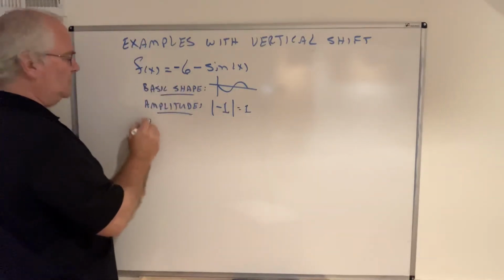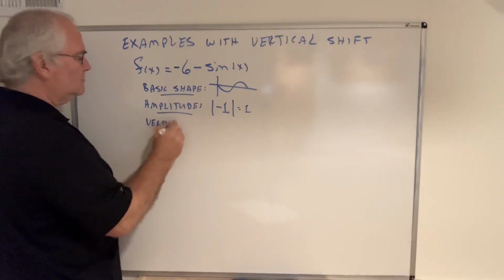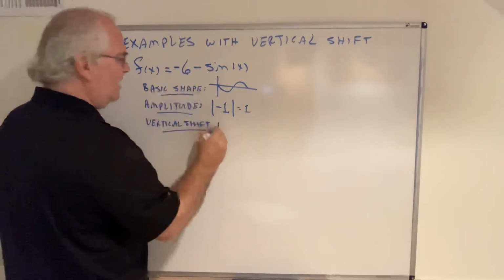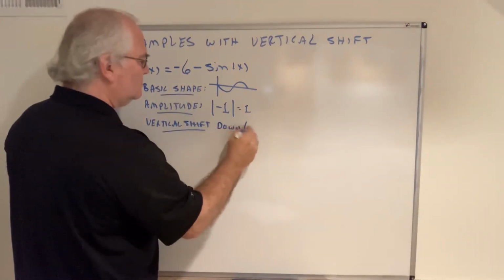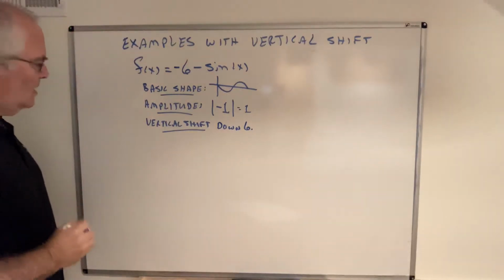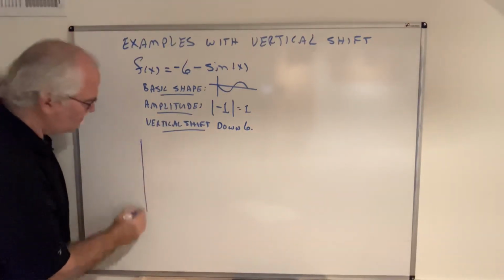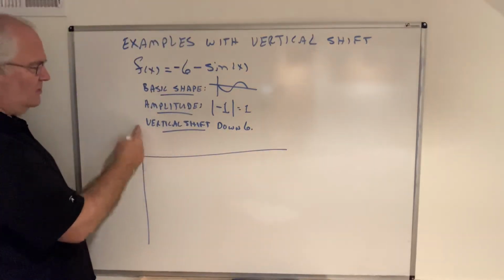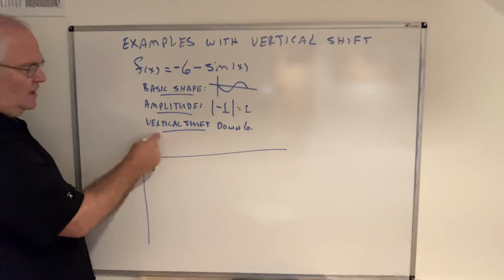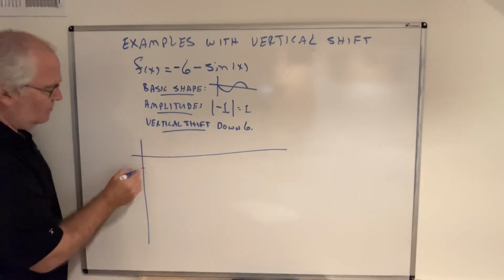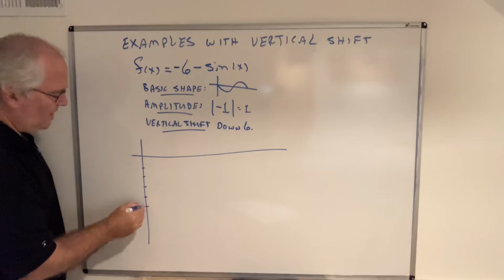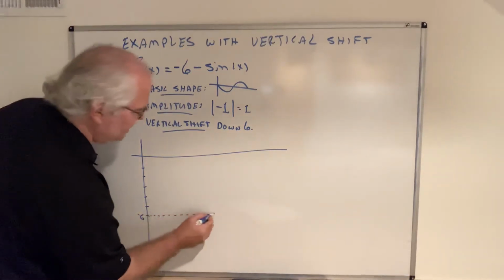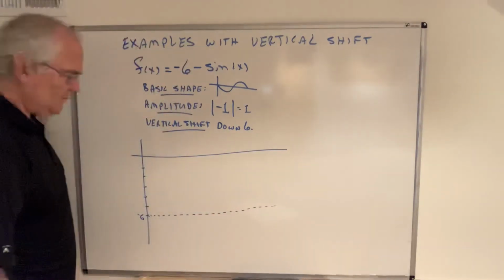And then the vertical shift is, since this is negative, down 6. All right? So let's see if I can make this happen. The vertical shift of the axis, remember, do this in reverse sequence. To shift the axis, it's down 6, so I've got to be careful with my scale. 1, 2, 3, 4, 5, negative 6. So that is now the central axis of the graph.